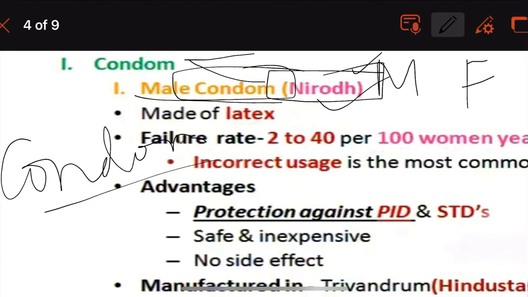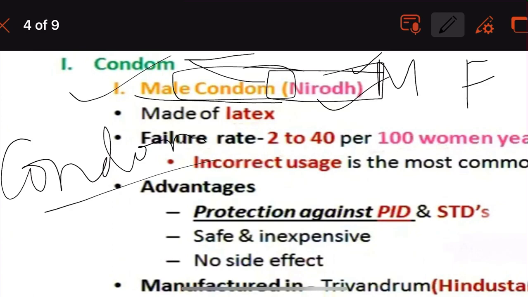The condom is nowadays gaining a lot of attention because it is a very effective, simple spacing method of contraception. In the previous video we saw that there are two types, one is the spacing method and the other is the permanent method. Here the condom is used as a spacing method, wherein the couple plans to space the children, to have a gap between the first kid and the second kid. It does not have any side effects. It prevents pregnancy.